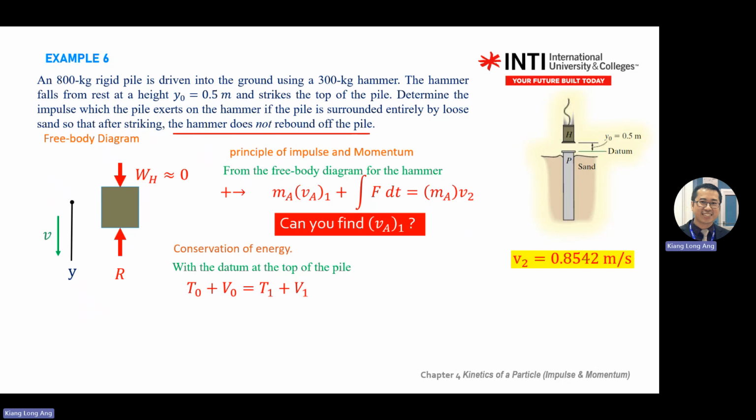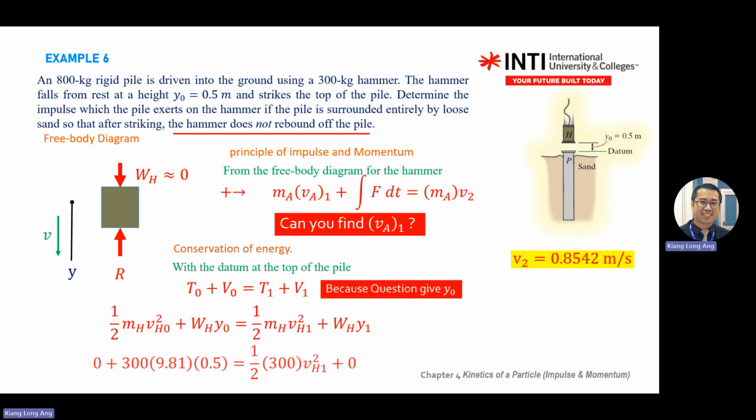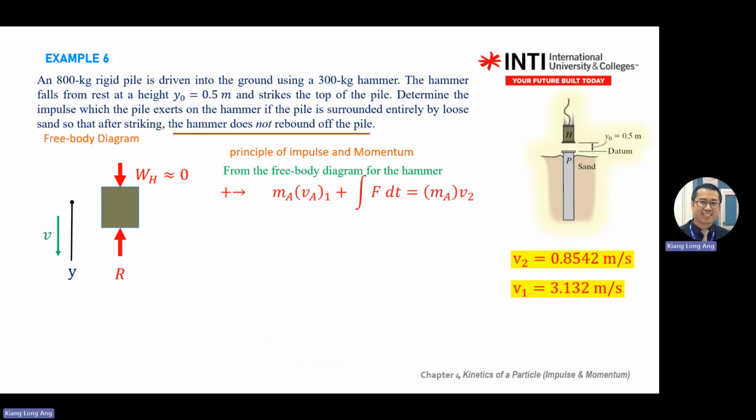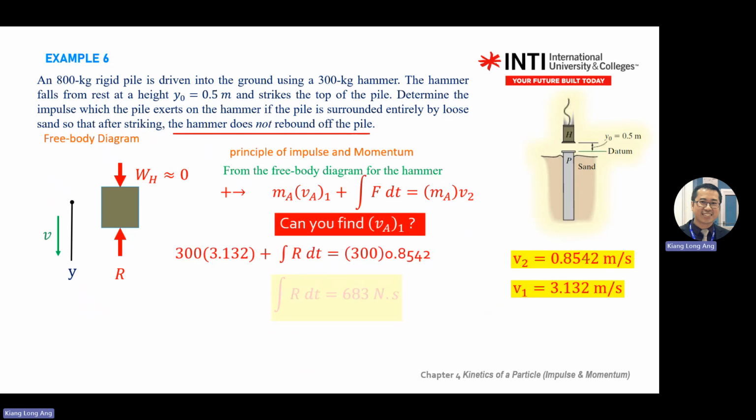Yeah, the concept is to use the principle of impulse and momentum. Here, there's something missing, but you can use the conservation of energy equation to find the missing parameter. So you substitute all the values inside there, and you can find your V1. Okay, so when you substitute inside there, you can find your impulse.